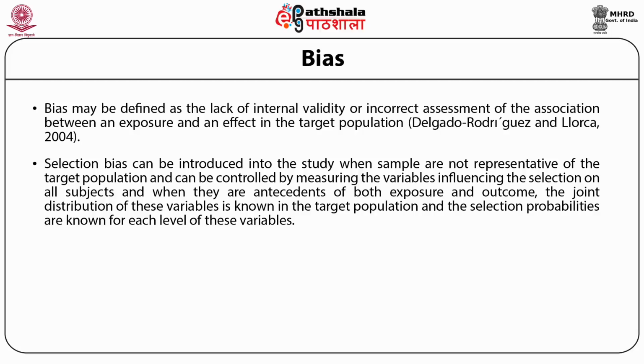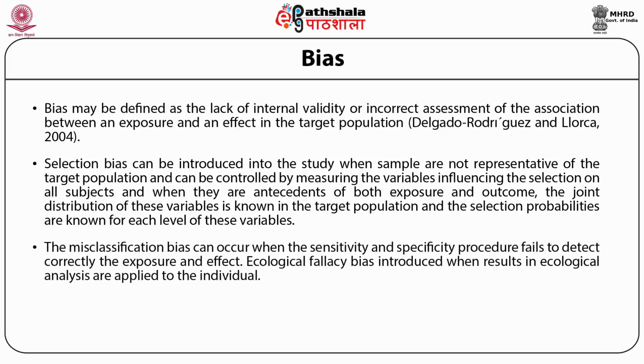Information bias can occur at the stage of data collection and is of three types, that is, misclassification bias, ecological fallacy, and regression to the mean. The misclassification bias can occur when the sensitivity and specificity of the procedure fail to detect correctly the exposure and effect. Ecological fallacy bias is introduced when results in ecological analysis are applied to the individual. And regression to the mean bias is applicable when a change in variable status, for example serum glucose, and comparison is expected between the two variables.